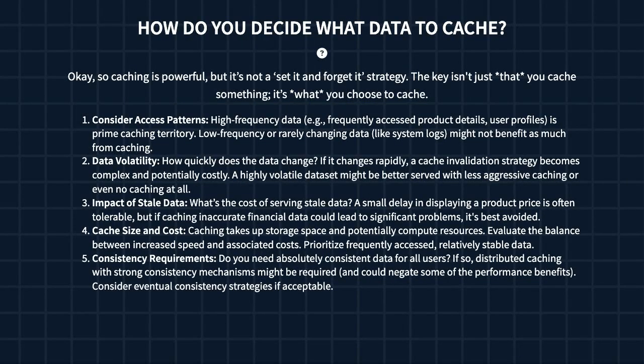Let's talk about making smart choices when it comes to caching. It's not enough to just grab any data and put it in a cache. You need to think carefully. Start by looking at how people are accessing your information, what's being used most often. Then consider how quickly that data is changing. If something changes constantly, a cache might actually make things worse. Think about the consequences of serving outdated info too. Could it cause problems for users or your business? Finally, don't forget to factor in resource constraints like storage space and processing power. Prioritize caching what delivers the most value without overspending.